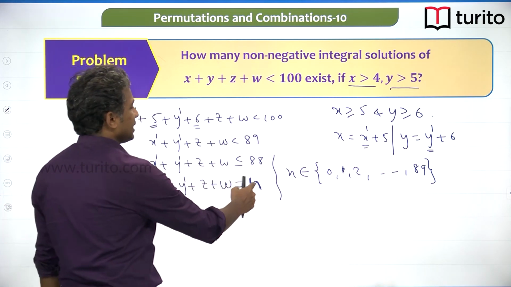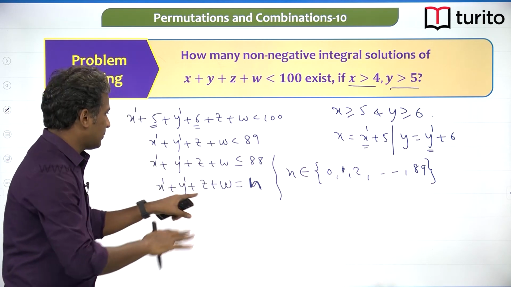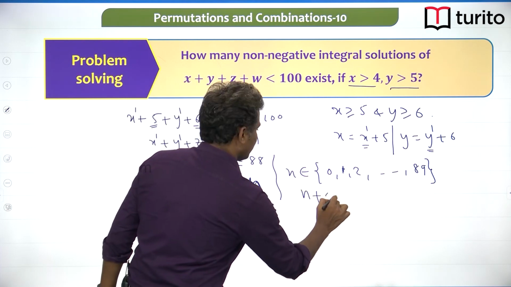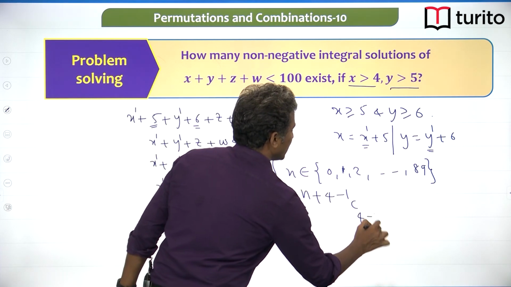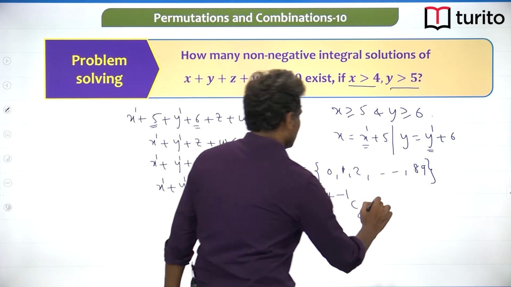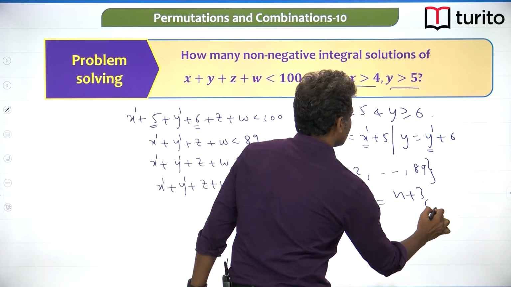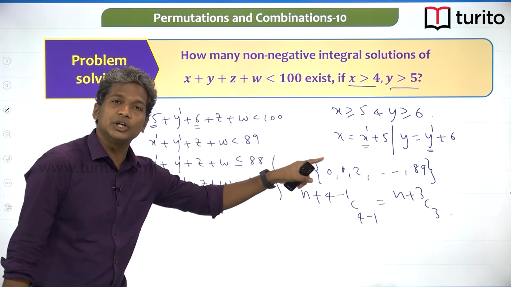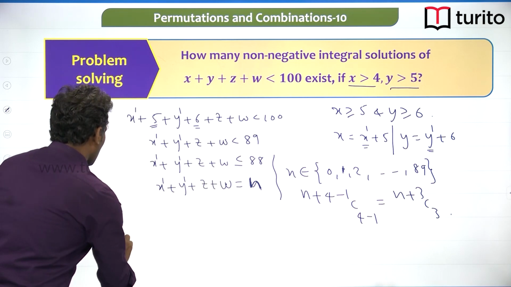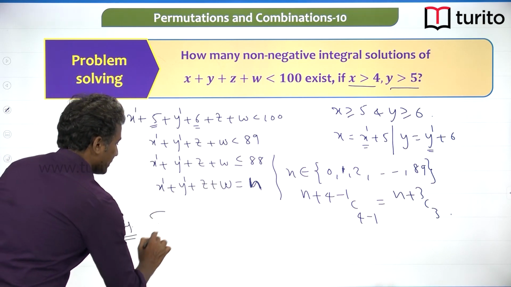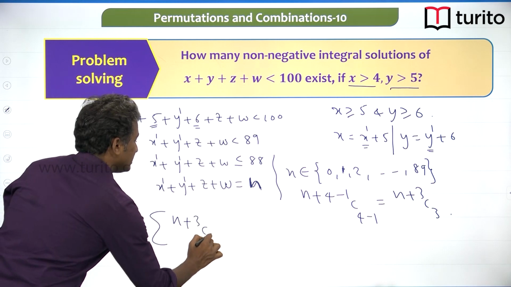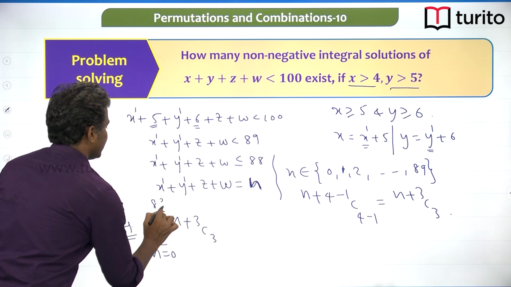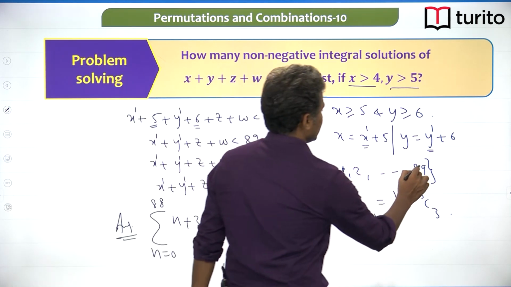Before that, let me just write the formula for this. What is the formula? n plus 4 minus 1 C 4 minus 1, this is the formula, right? So it becomes n plus 3 C 3. Now the value of n is varying from 0 to 88. So basically our answer is going to be sigma of n plus 3 C 3, where n is varying from 0 to 88. Here it must be 88, my mistake.